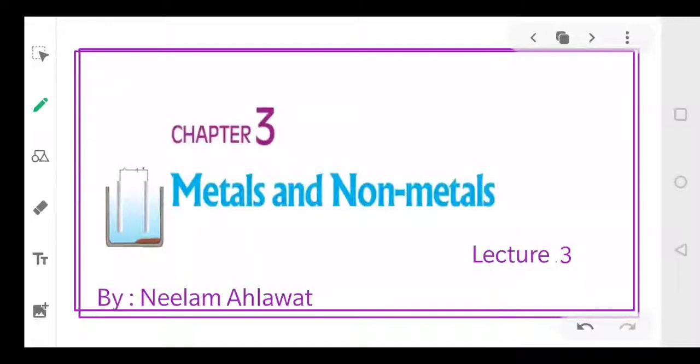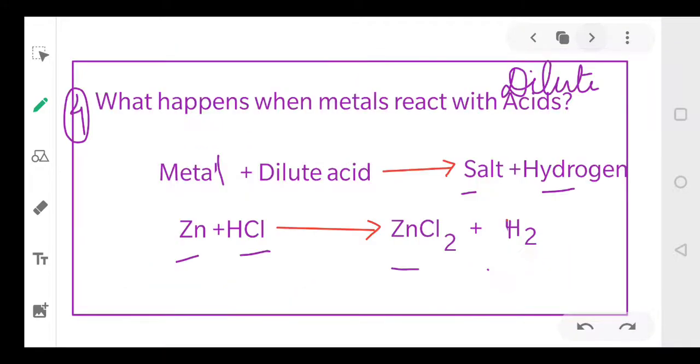I'm back again, and today we'll be continuing our chemical properties. I hope you remember all the three properties that we have discussed yesterday. So today we'll be starting with the fourth property, that is what happens when metals react with acids.